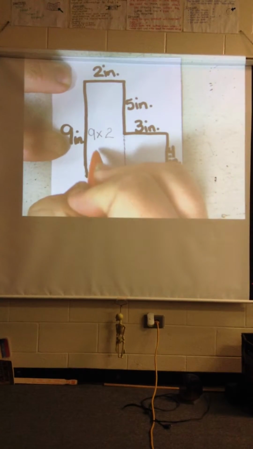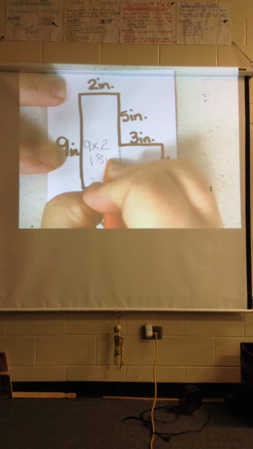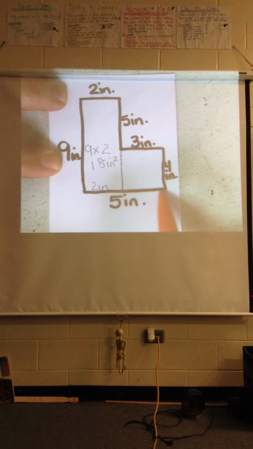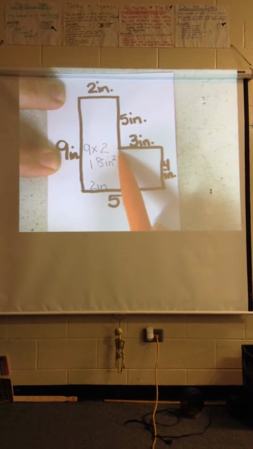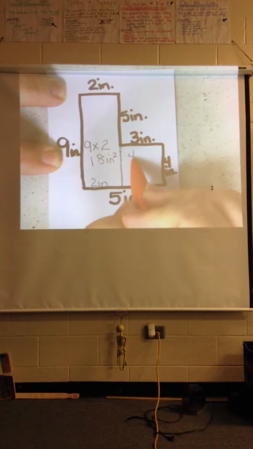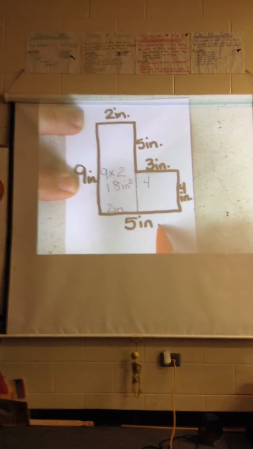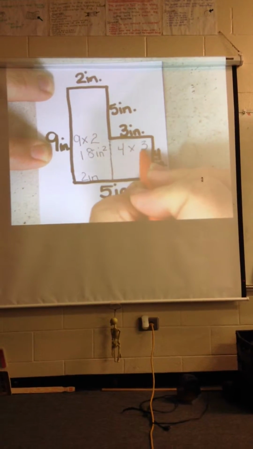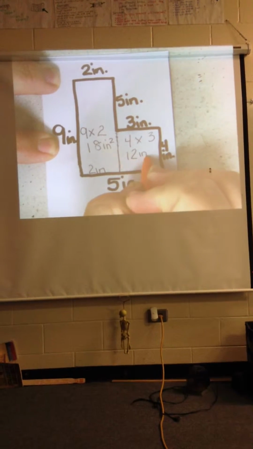So 9 times 2, which is 18 inches squared. Well, then I need to figure out the area of this rectangle. I see a 4 over here, which means that that's the same length. Our length is 4. What is the width? It's still not 5. It's labeled right here. 4 times 3. 4 times 3 equals 12 inches squared.